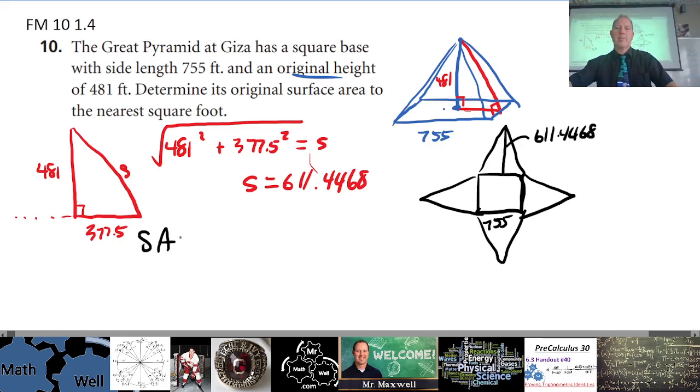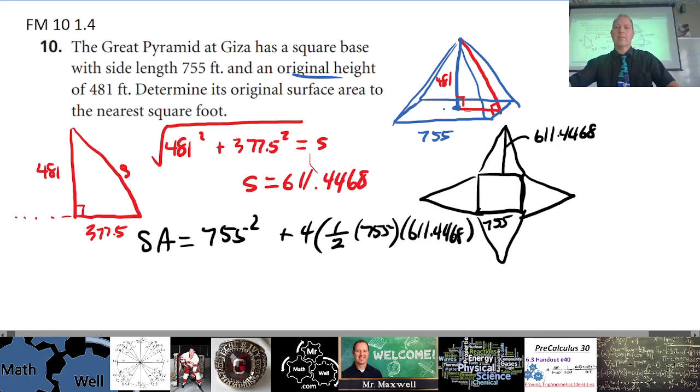Surface area is going to be 755 squared plus 4 times 1/2 base times height. So 4 times 1/2 the base, which is 755, times the height, which is 611.4468. And then that should get you your surface area.